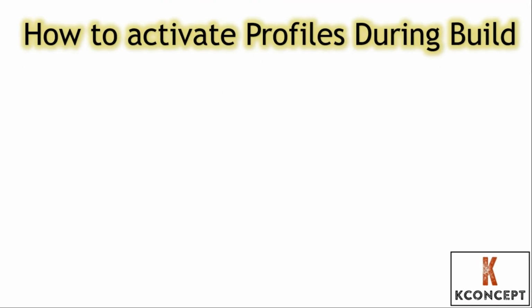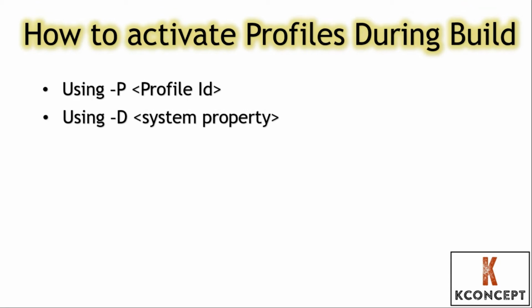So how do you activate Maven profiles during build? There are multiple ways through which you can invoke profiles while building your project. First way is to pass the ID of the profile as a -P argument while building your project. Second way is to use any system property such as the environment and then pass it as a -D argument while generating your builds. Third way is to activate based upon the JDK version being used.